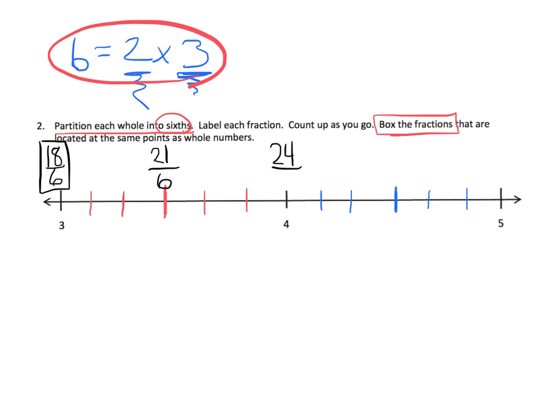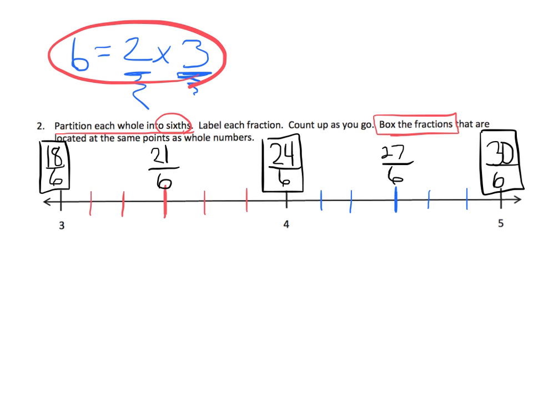So there is 24/6. And sure enough, 24 divided by 6 is 4. Nice little trick. So that's 24. So we've got 25/6, 26/6, 27/6. So I don't lose my place, let's put that there. And then we have 28/6, 29/6, and then lastly, here it is, 30/6. And sure enough, 30 divided by 6 is 5.